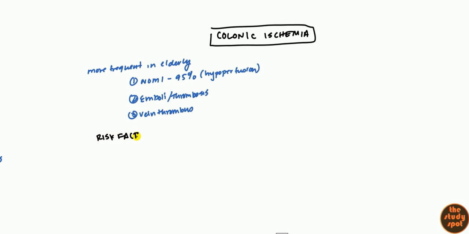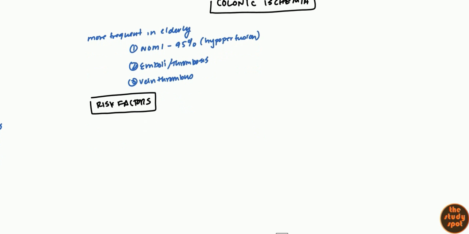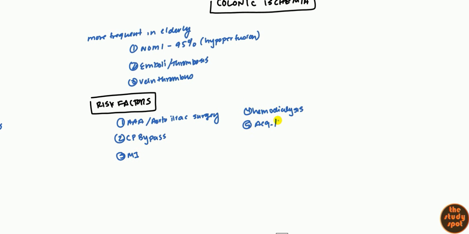What are some risk factors? Again, anything that can cause hypoperfusion. So any type of abdominal aortic aneurysm or aortoiliac surgery can cause it, and that's just because oftentimes when they do these surgeries, they clamp the aorta, and that can lead to hypoperfusion for a prolonged period. Cardiopulmonary bypass, again, you're cutting off the flow for quite a long time. Myocardial ischemia or infarction, hemodialysis, and even acquired and inherited thrombophilia are other ones.